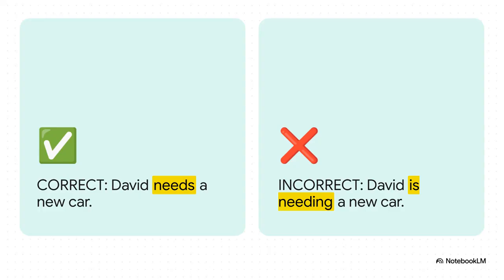Let's just put it to the test. Listen to this. David needs a new car. Sounds good. Sounds natural. Now, what about David is needing a new car? See? It just sounds a little off. It feels wrong to a native speaker's ear, and that's because need is a state, not a continuous action.